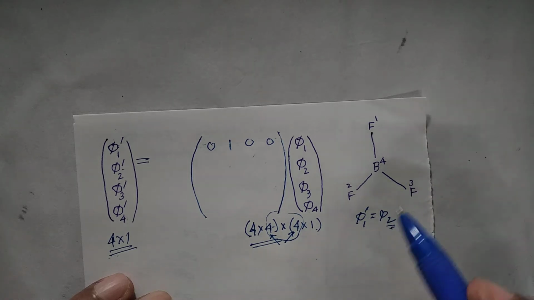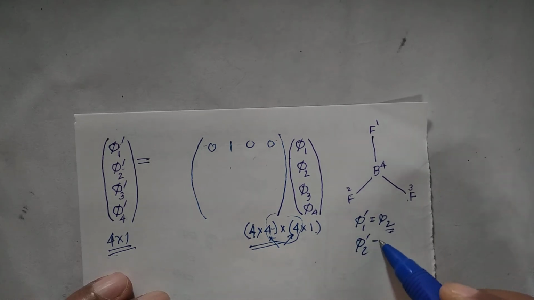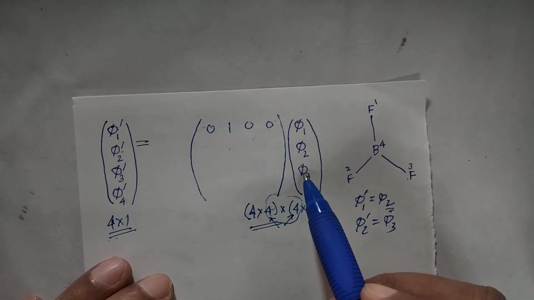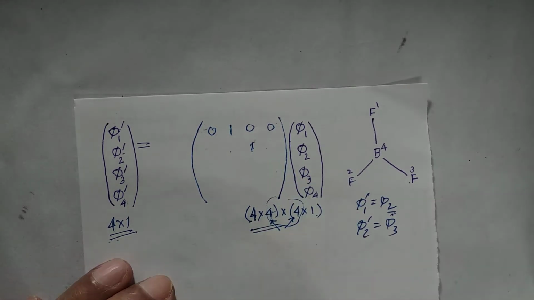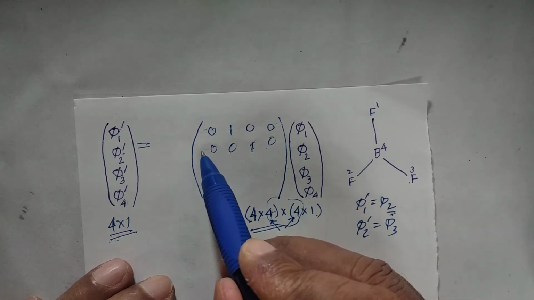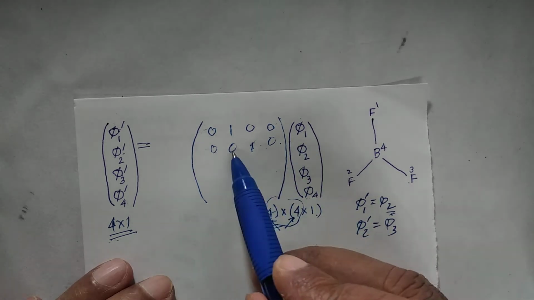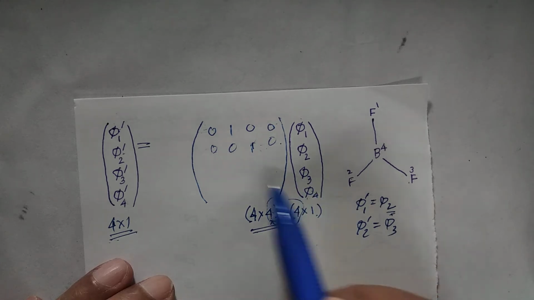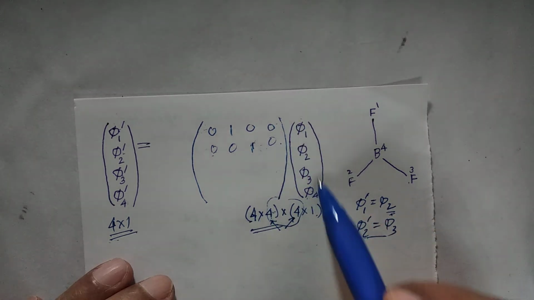Similarly, phi2 primed is phi3. So in the second row, we need phi3. Therefore, the second row should have 1 at the third position and 0 at the other positions. If we multiply this row by this column, 0 into phi1 plus 0 into phi2 plus 1 into phi3 plus 0 into phi4, that will be equal to phi3. This relation is given by this matrix product.